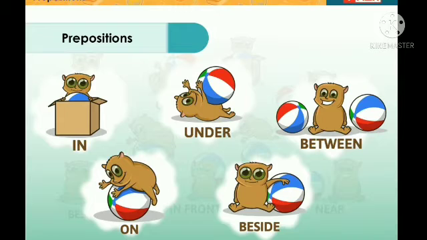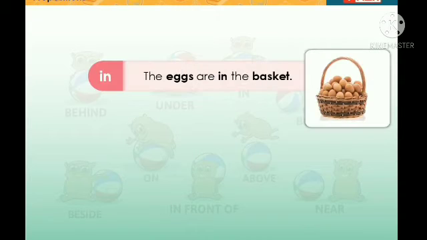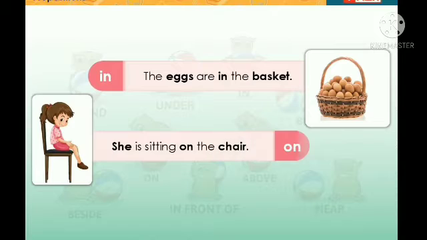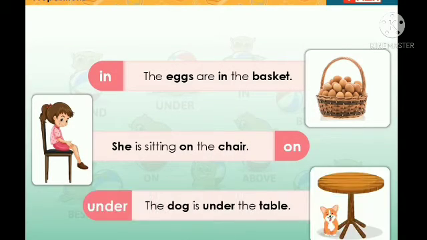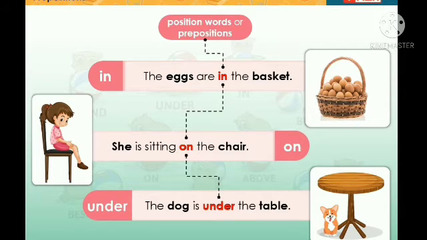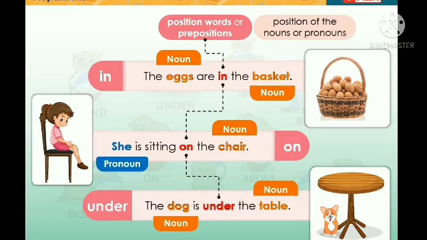Let us see a few examples. The eggs are in the basket. She is sitting on the chair. The dog is under the table. In these sentences, in, on, and under are position words or prepositions, telling the position of the nouns or pronouns in each sentence. They are connecting the two nouns in each sentence.